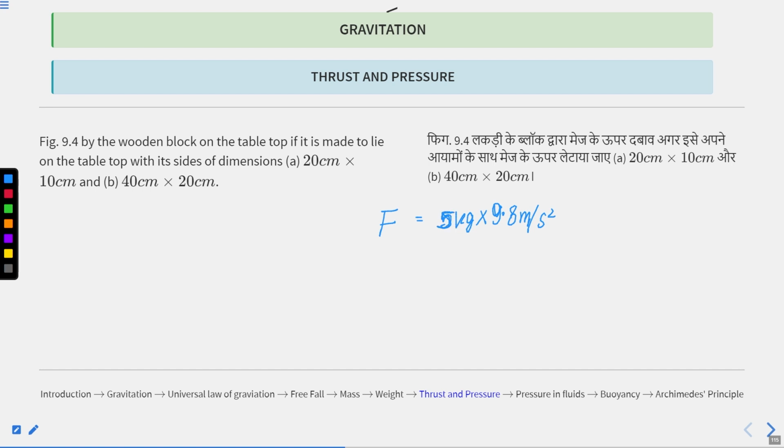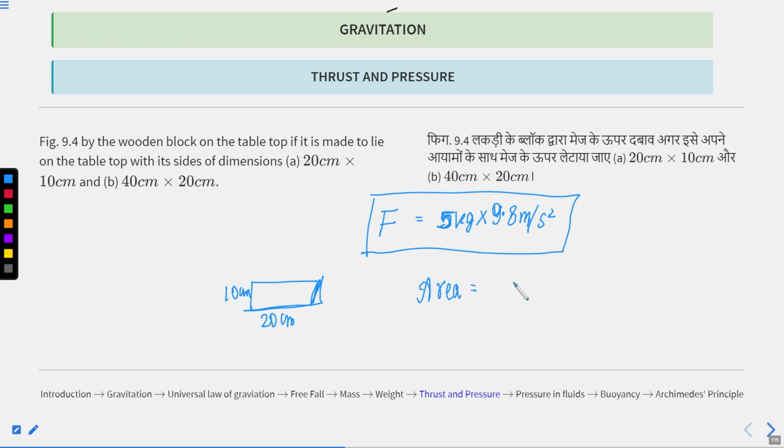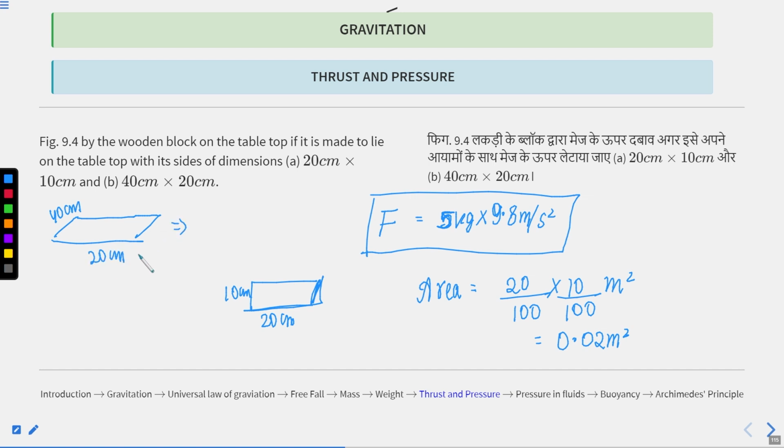To calculate pressure, we have to first calculate the area. In the first case, the surface touching the tabletop was 20 centimeter into 10 centimeter. What will be the surface area of it? We have to convert this quantity into meters, so 20 into 10 meter square. So the area for this case will be 0.02 meter square. And for the other case, the surface touching the tabletop is 40 centimeter into 20 centimeter. The area is 0.08 meter square.